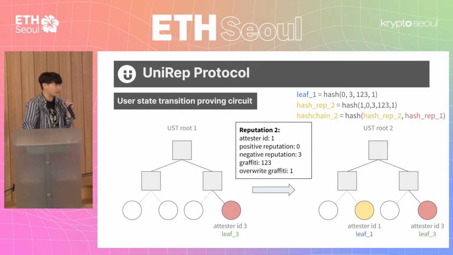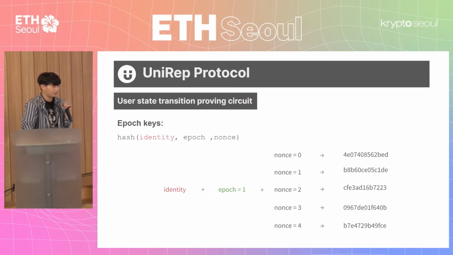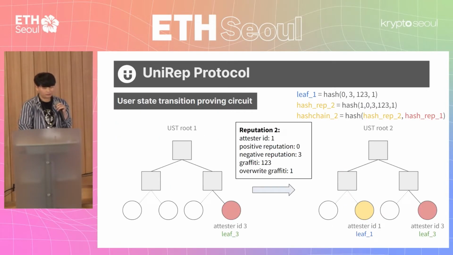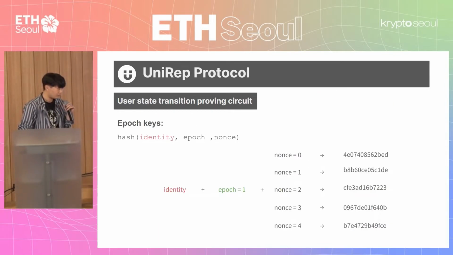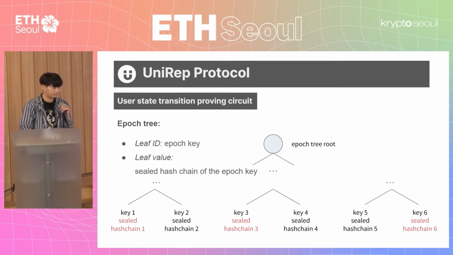So after we process all the reputations, we will have a hash chain for all epoch keys and the updated user state tree root. And then in the circuit, we use the identity and epoch, and we iterate over all the possible nonces to calculate all the epoch keys the user has in the current epoch. And then we use the epoch tree to compute the epoch tree root. We check the epoch key and the sealed hash chain in its leaf, and then check that all the epoch keys and sealed hash chains match the same epoch tree root.